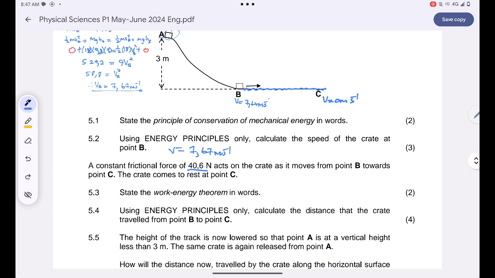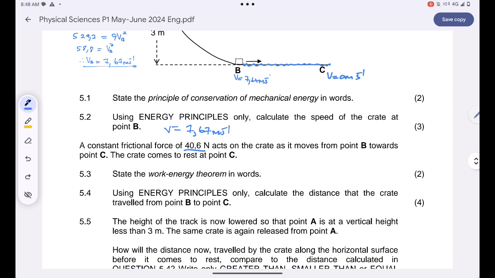First question, I'm being asked to state the work energy theorem in words. It simply states that the net work done on an object is equal to the object's change in kinetic energy.